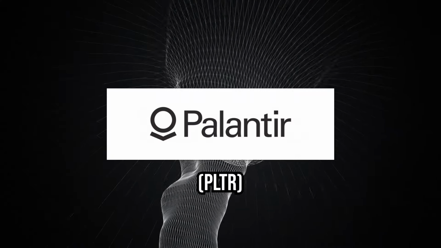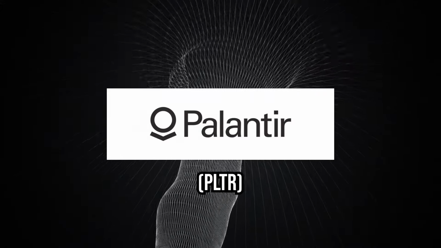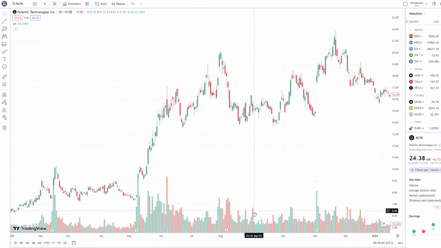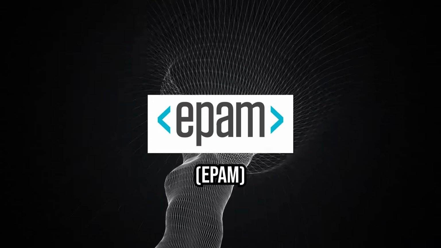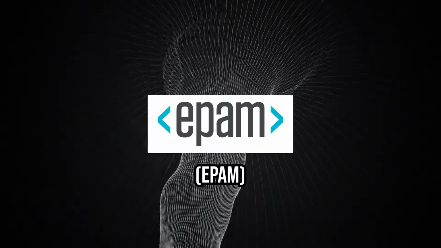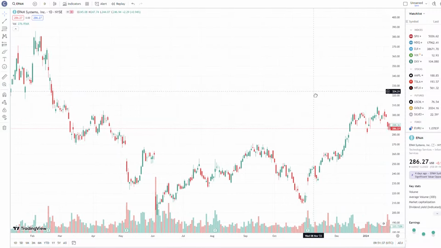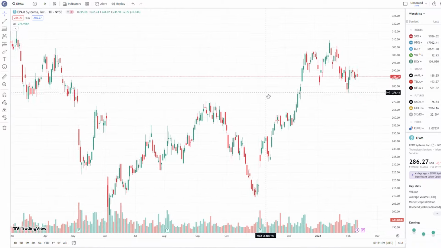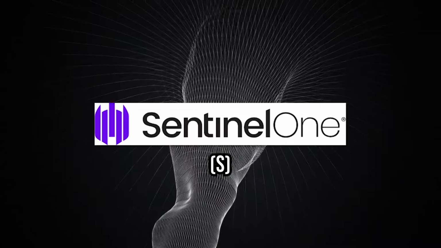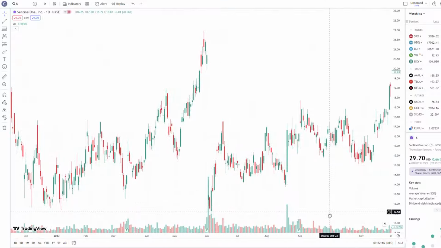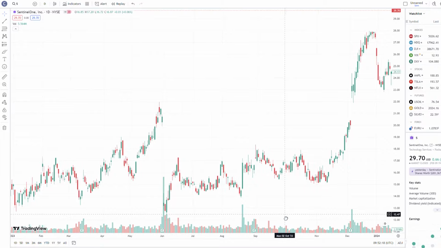Number 2. Palantir Technologies Incorporated. Based in Colorado, Palantir is known for building and implementing software development services for the U.S. intelligence community. Number 3. EPAM Systems Incorporated. This global firm offers digital platform engineering and software development services, including platforms powered by artificial intelligence. Number 4. SentinelOne Incorporated. Focused on cybersecurity, SentinelOne employs AI-powered autonomous threat prevention, detection, and response capabilities.